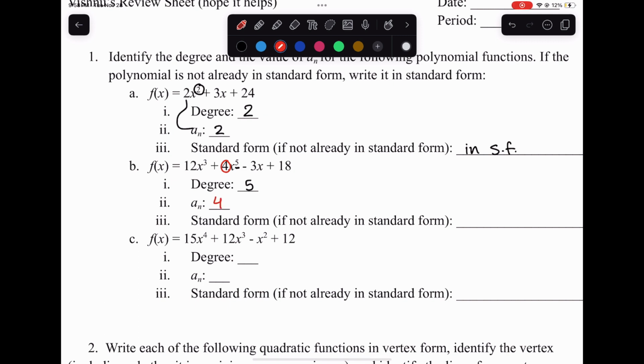The next function, its degree is 5 because it's the highest exponent. The leading coefficient for that is 4, and this is not in standard form, so we'll have to put the terms in order of the highest degree to the lowest degree.